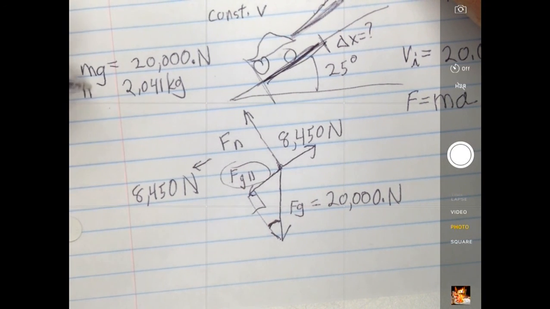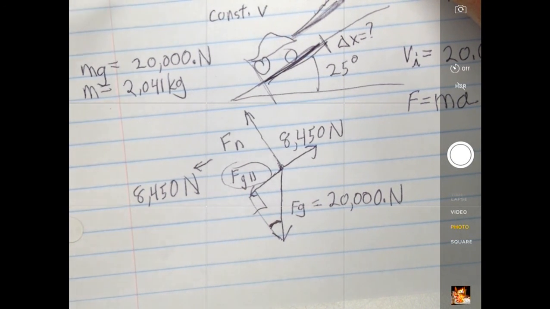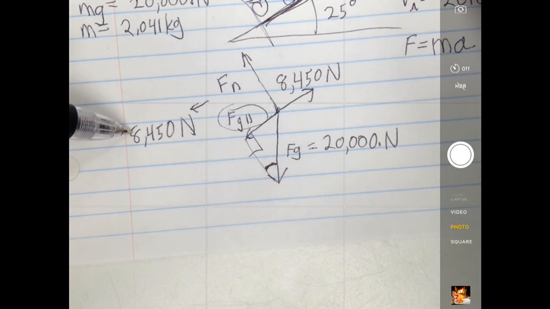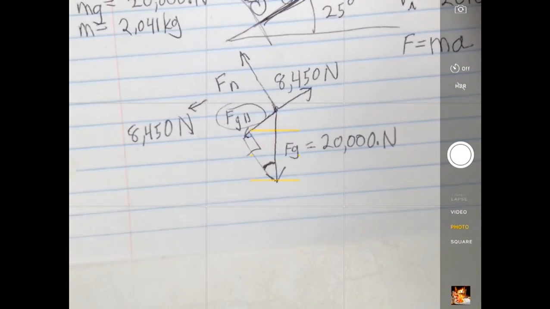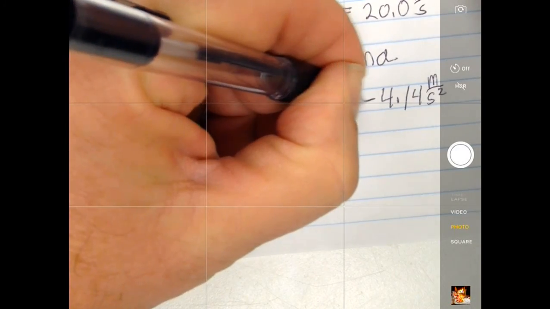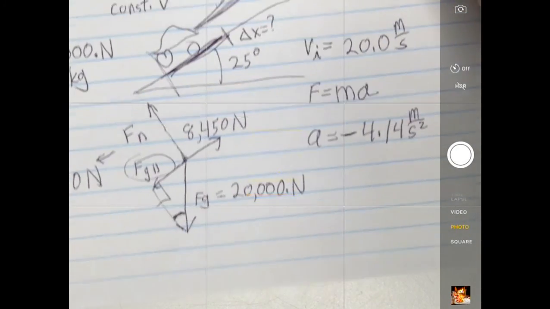So there's my m. Here's my F. F equals ma. So 8,450 divided by 2,041, I have an acceleration of 4.14 meters per second squared down, negative, slowing it down.